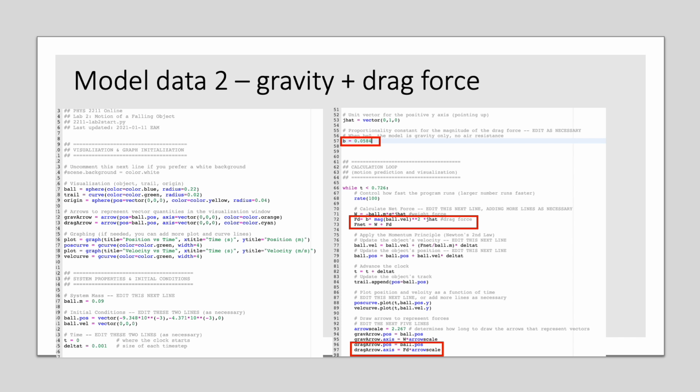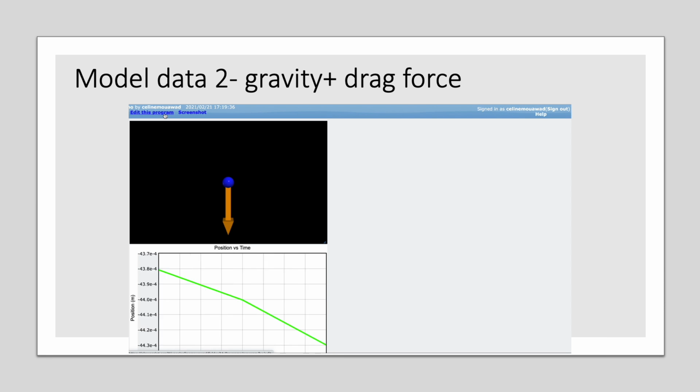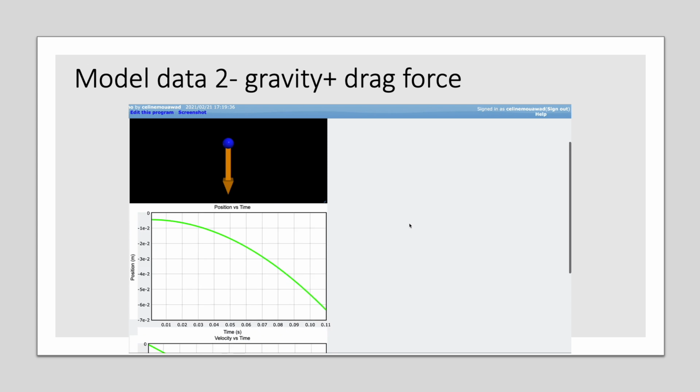Next, I constructed a second computational model that includes both gravity and drag force by keeping the edits made in the first model. I input the proportionality constant for the magnitude of the drag force by running the code over and over until I reached the same final position as in Tracker. Also, the net force is now equal to the sum of the weight and drag force, with its formula set to b times v squared times g hat. Here are the results for the second model after running the program.